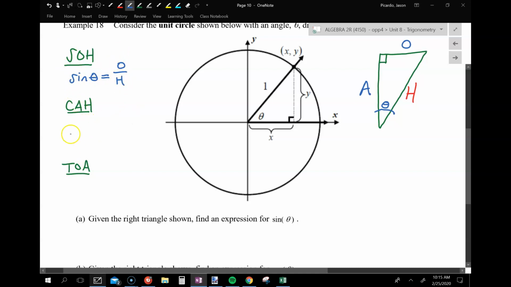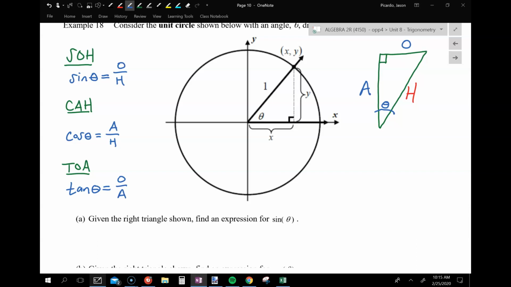The cosine of that angle is equal to the adjacent side over the hypotenuse. We're not going to do tangent yet, but the tangent of that angle would be equal to the opposite side over the adjacent. Okay. Again, I told you guys, this is the most important lesson of this entire unit, right? I'm giving you guys a lot of information, a lot of vocabulary, a lot of things that you kind of got to remember so far, right?